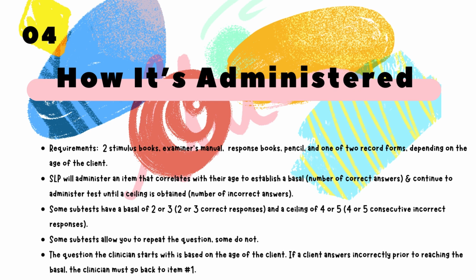Usually you need 2 to 3. And then they'll continue to administer the test until a ceiling is reached, which is the number of incorrect answers consecutively, usually about 4 or 5. Some subtests will allow you to repeat the question and some do not. The clinician must start the item that correlates with their age. Now, if a client answers incorrectly prior to reaching that basal, the clinician must go back to item number 1.